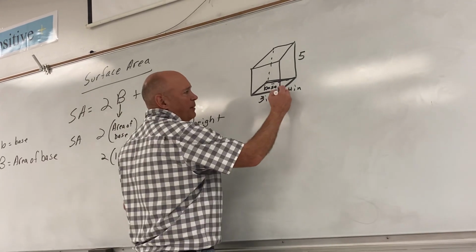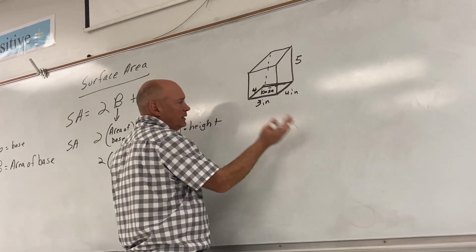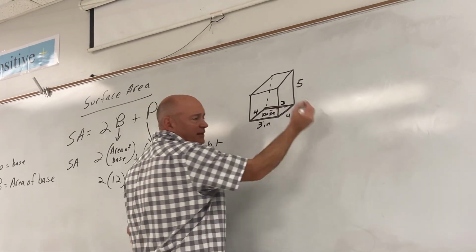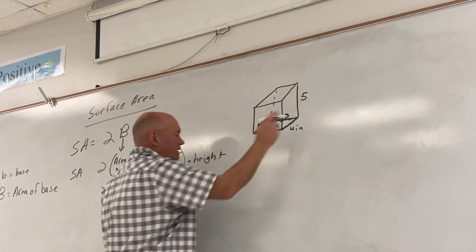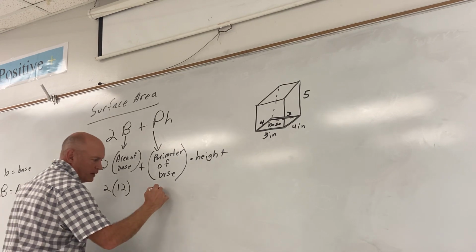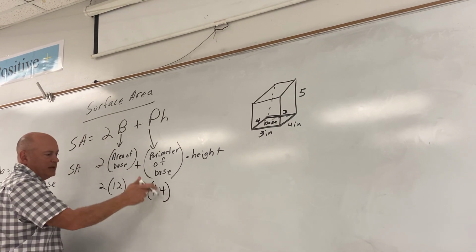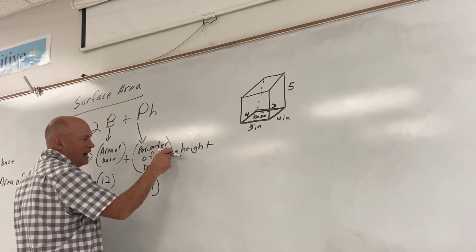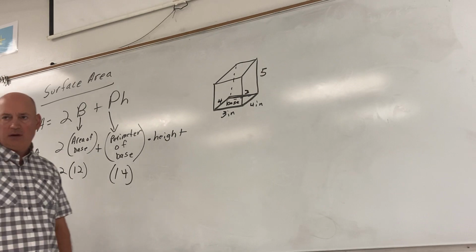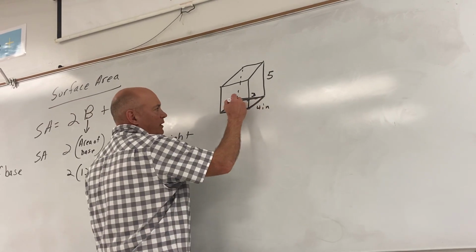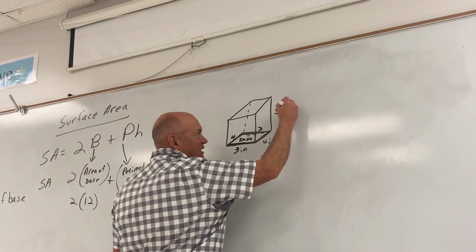But just add up all the sides. If this side's 4, isn't this side 4? If this side's 3, isn't that side 3? Just add up all 4 sides: 4, 4, 3, 3. What does it turn out to be? 14. So big P is 14 times the height. What would be the height of my prism? 5. Whatever is not on the base will be the height. 5 is the height.